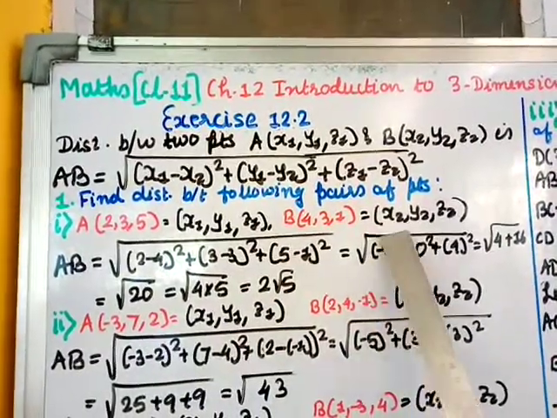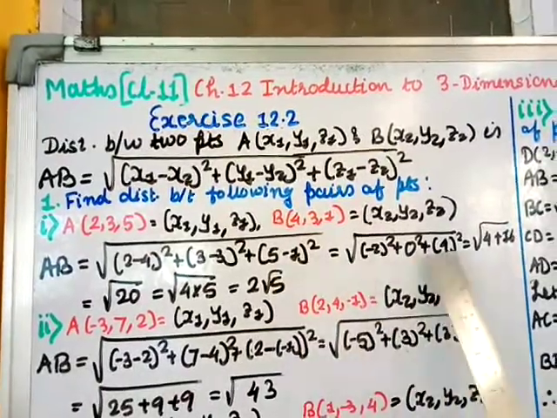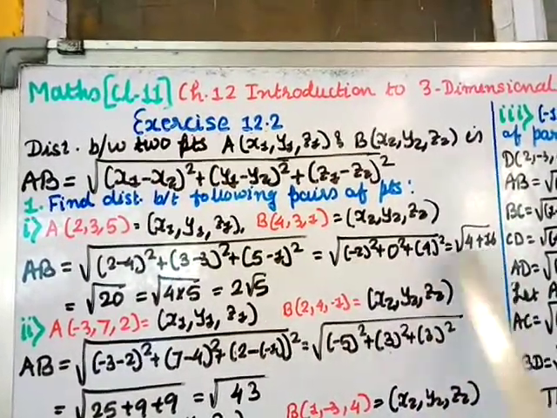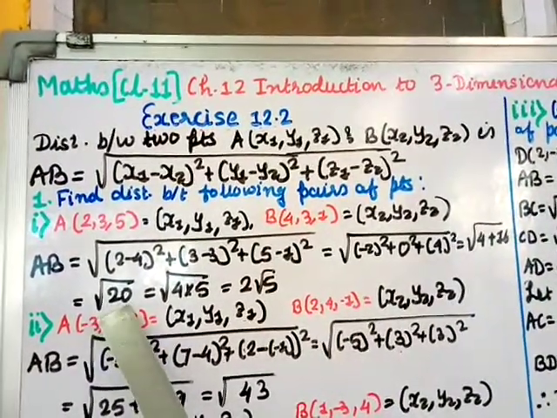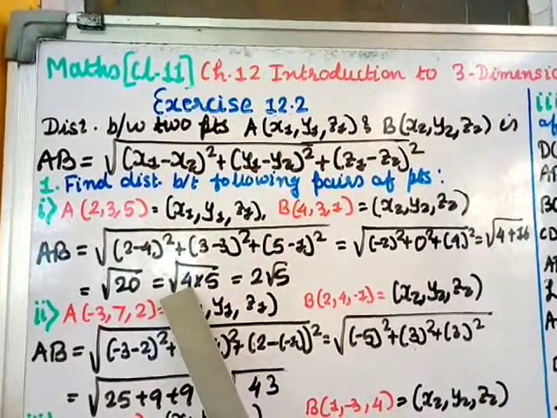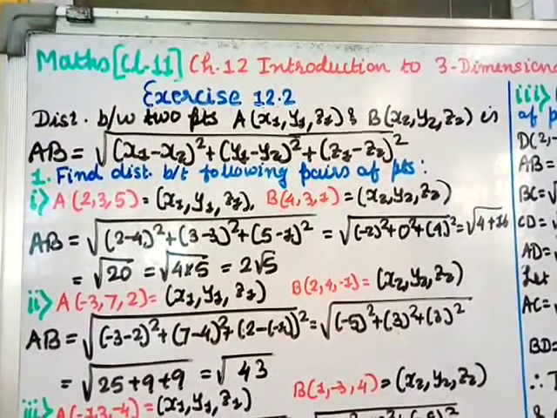equal to under the square root 2 minus 4 gives you minus 2 whole square plus 3 minus 3 is 0 square plus 5 minus 1 is 4 square, equal to under the square root 2 square is 4 plus 4 square is 16. 4 plus 16 gives you 20. Now this 20 can be written as 4 into 5 and under the square root of 4 is 2 and root 5 as it is. So that is the distance between the given points.